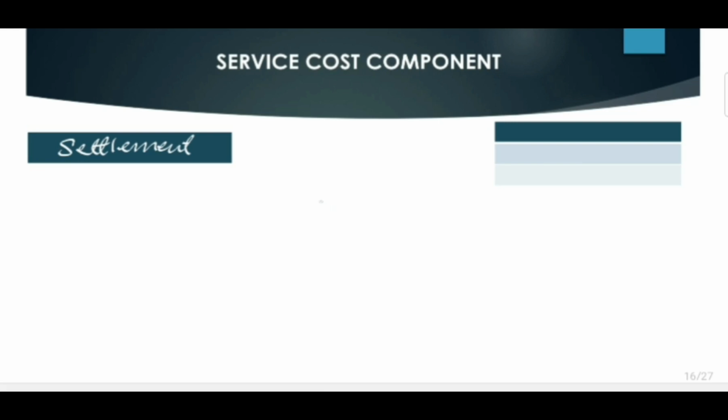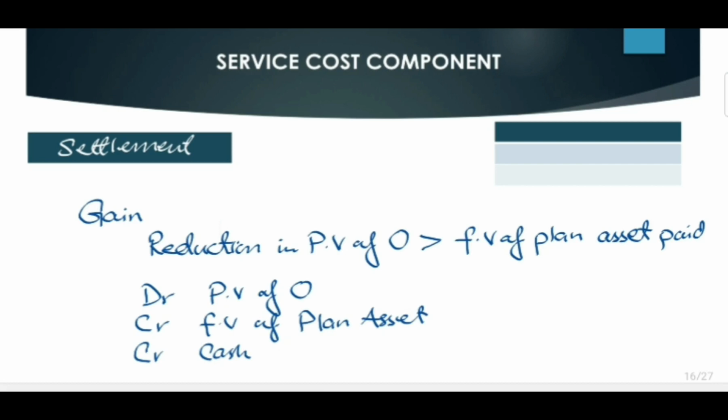In such a case of settlement, there could be a gain, which is said to be if the reduction in present value of obligation is greater than the fair value of plan asset, then there is a gain. So gain is a situation where the reduction in the present value of obligation is greater than the fair value of plan asset paid. Remember to record this as an entry: debit the present value of obligation, credit the fair value of plan asset, credit cash, and the difference would be either credit or debit and should be recorded in the profit and loss account.